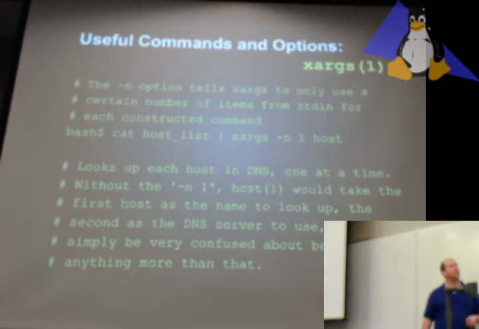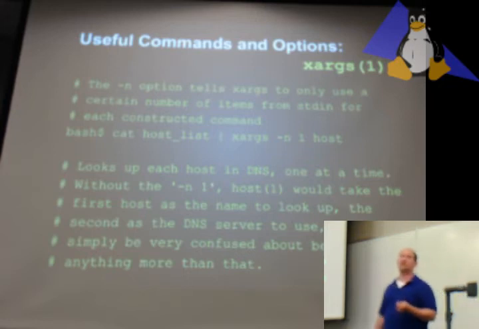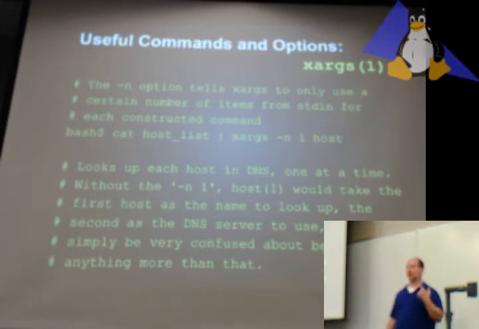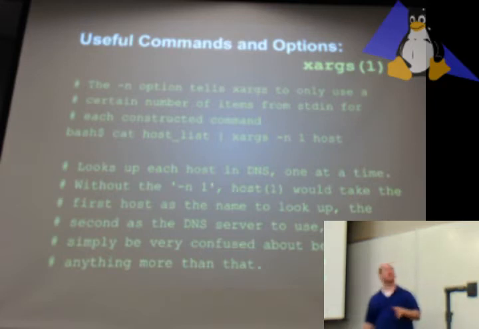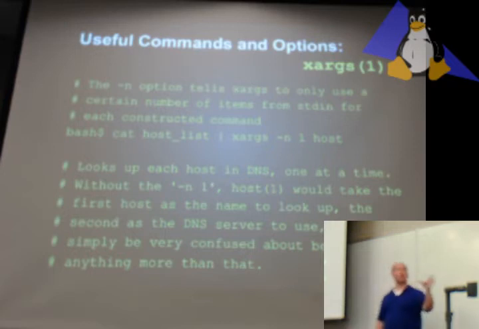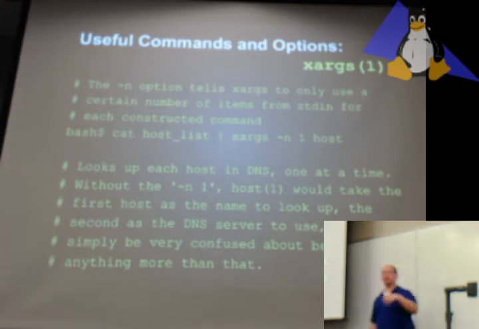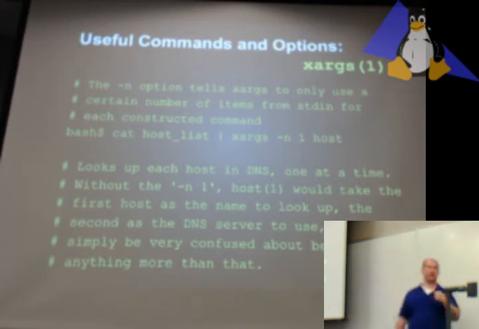-n is handy when you have only a certain number of arguments allowed for a command. So host, for example, is very finicky about what it takes. It will take the name of a host, it will take the name of a host and another name of a host, but beyond that, it doesn't play well. So if I'm catting a list of hosts and piping it to xargs host, it would do host on all the hosts in that file. -n1 means just do it once for each of these things, exactly once each time.